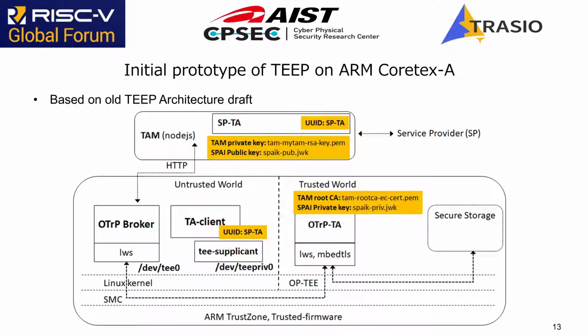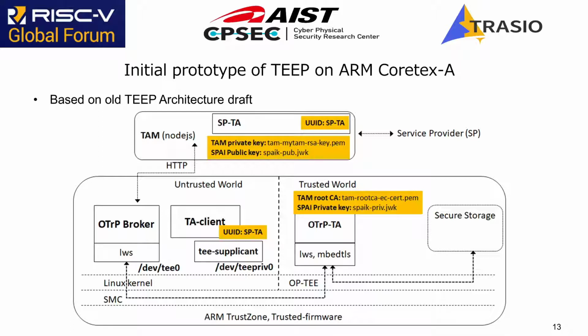So there's SPTA, and some of the wording is from the old draft. That's one of the reasons it's called OTRP instead of TEEP: the early draft was using JSON format and JOSE for the encryption, and verifying keys and certificates. And then this was working: install, execute, and delete, with TAM hosting on Node.js.